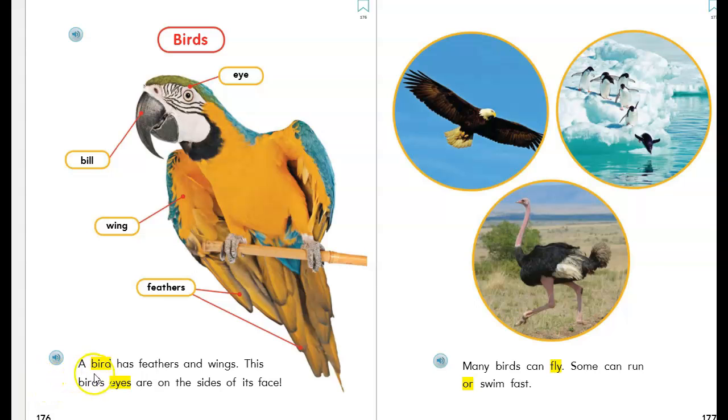Birds. A bird has feathers and wings. This bird's eyes are on the sides of its face. Many birds can fly. Some can run or swim fast. The label shows its eyes, which are on the side of its face, its bill, which is right above its mouth, their wings so that they can fly, and their feathers.